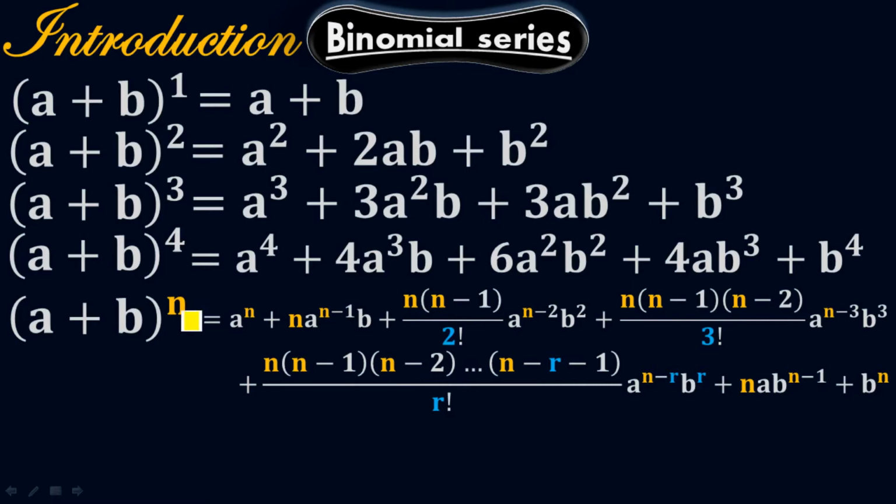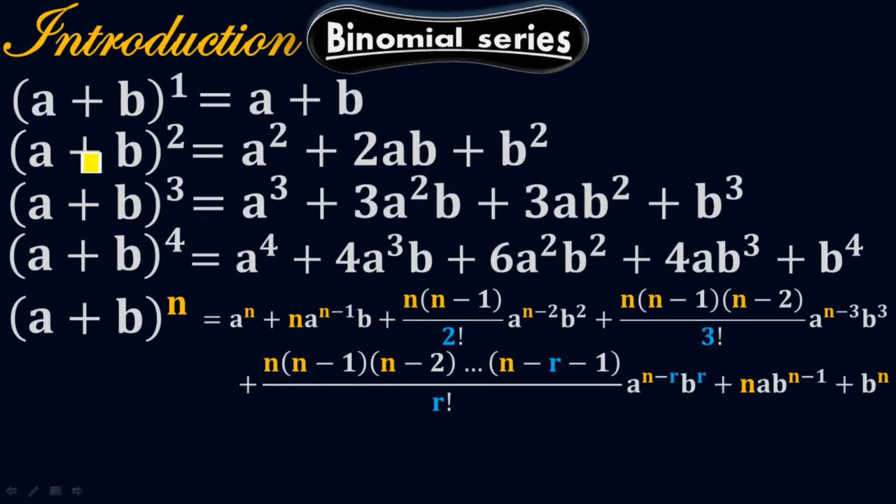It depends on the value of n. You can put (a + b)^5, (a + b)^6, (a + b)^7, and so on. So this n can be any number. The bigger the n value, the more terms you're going to have in the binomial series.